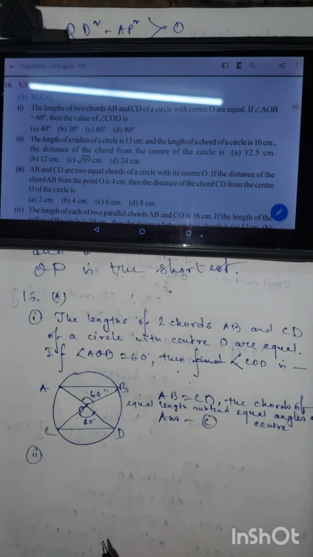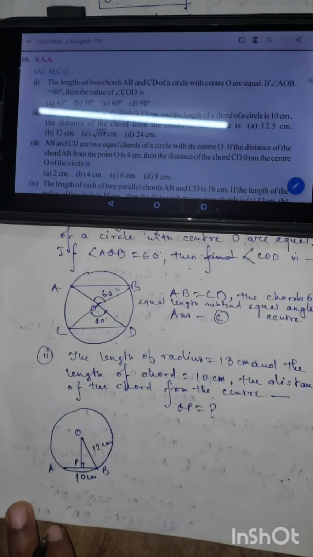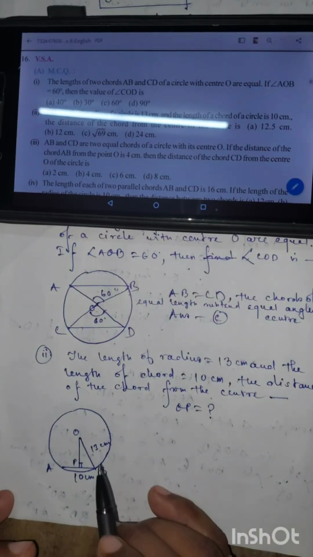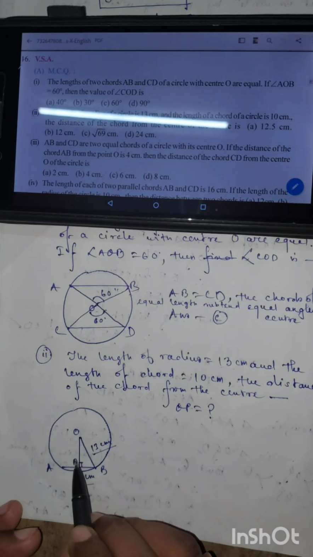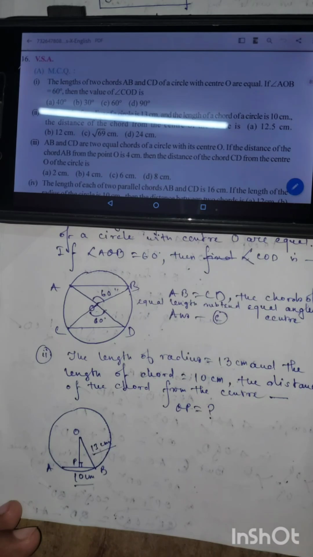The length of radius of a circle is 13 centimeter and the length of a chord of a circle is 10 centimeter. The distance of the chord from the center of the circle is. So this is our question number 2. Length of radius is given, OB is given, and the length of chord AB is also given, which is 10 centimeter. We need to find out this distance, the distance of the chord from the center, OP.